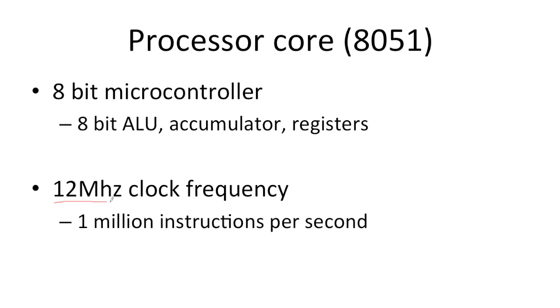The clock frequency is set to 12 megahertz, which times the execution of the instructions. So the instructions can take one clock cycle, or there are some instructions which take 2 clock cycles to complete, and therefore at 12 megahertz clock frequency, the 8051 microcontroller can execute 1 million one-cycle instructions per second.